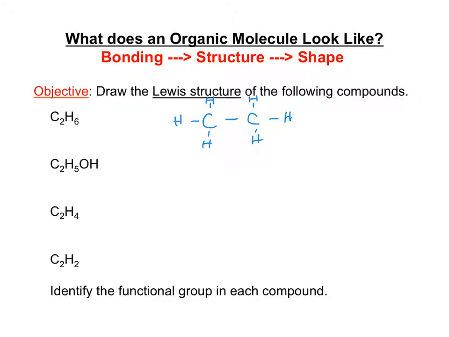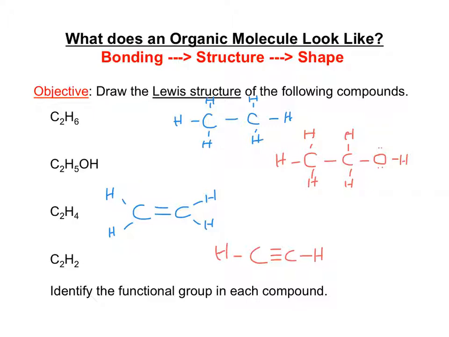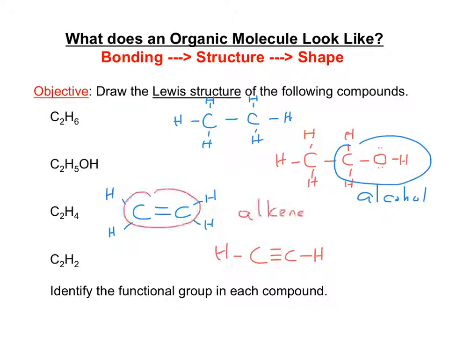C2H5OH is ethanol. Some of you might be familiar with that compound. Note the 2 bonds and 2 lone pairs on oxygen. And for the remaining 2 compounds, C2H4 and C2H2: the functional group in C2H5OH is the alcohol group, C2H4 the alkene group, and C2H2 is the alkyne group.